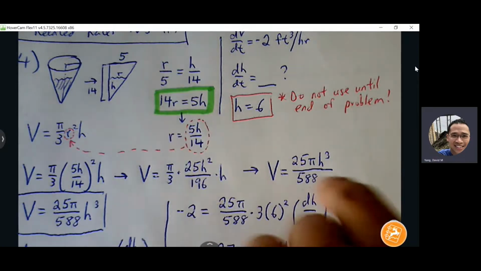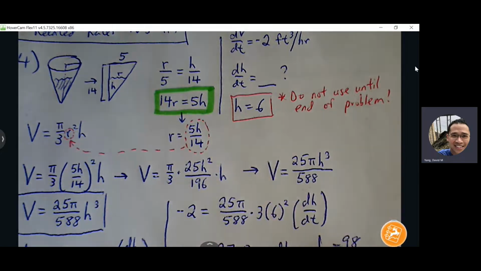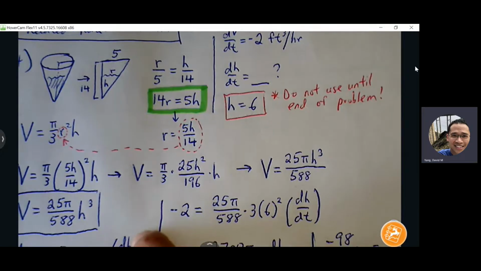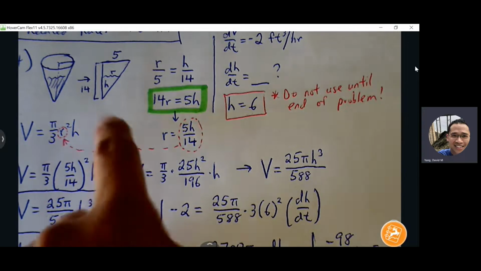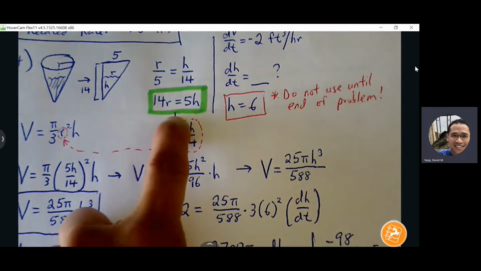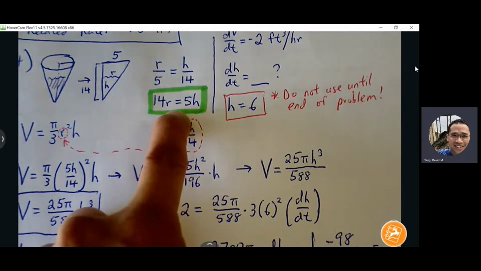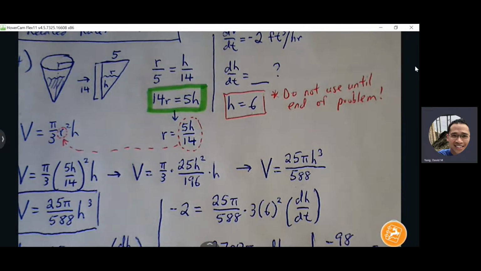Let's say you went through this problem thinking that you were trying to find dh dt, and then you realized at the end, oh wait, the question is asking about dr dt. I don't have to start from scratch. I can just use this to help me get to my derivative, and then plug in and solve for dr dt. Okay, so let me show you the steps.